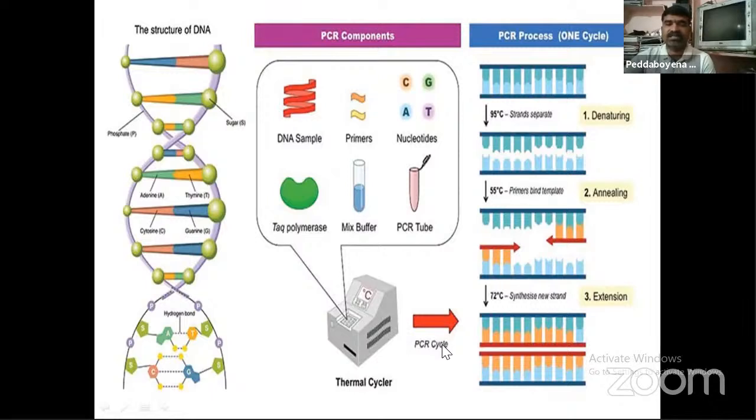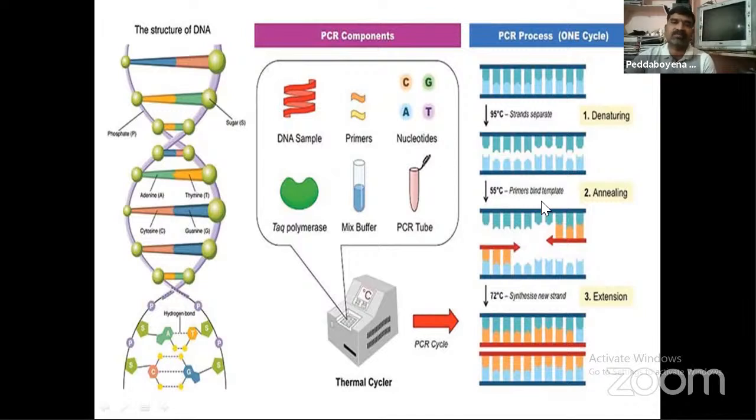The PCR cycle can appear. The first process is denaturing, the second process is annealing, and the next one is extension. So denaturing is at 95 degrees centigrade. That is very important. And the next, annealing, is 45 to 55 degrees centigrade.